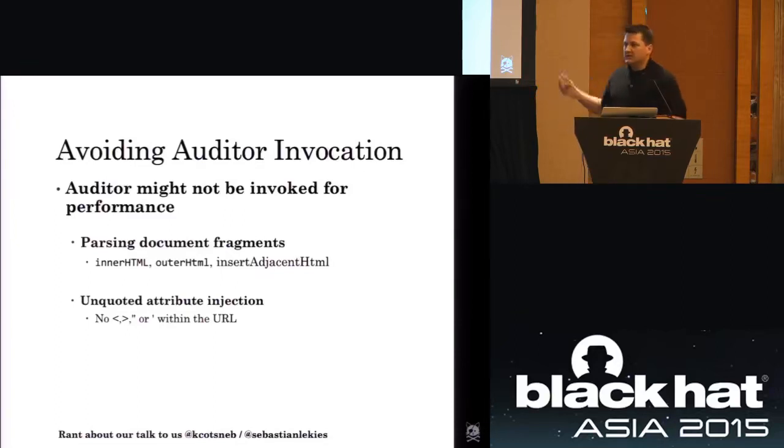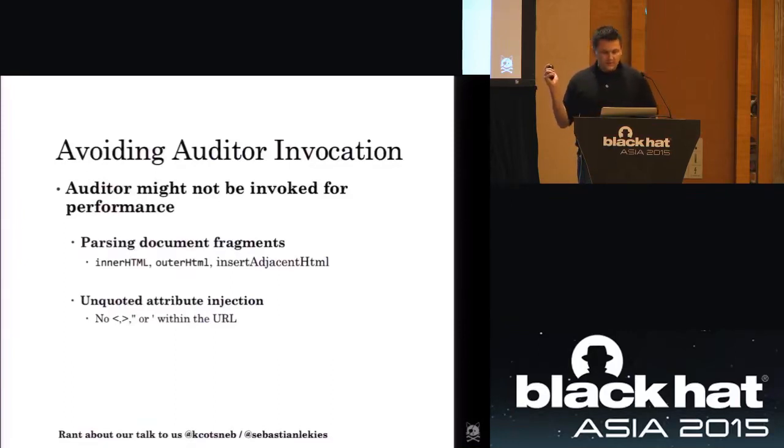The problem with this is that there are some attacks that do not require these characters. For example, if there is an injection into an unquoted attribute, you do not need to have a quote to break out of the attribute. You just need to have a white space, and you can just add an event handler, and you don't need any angle brackets for doing that. So this is a minor case, and it happens only rarely, but it sometimes happens.